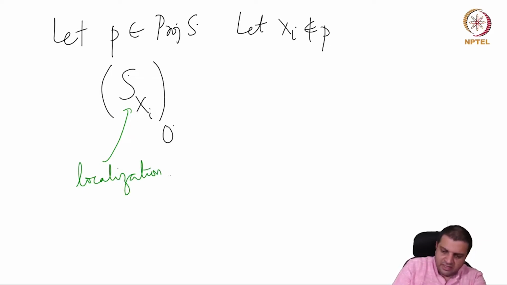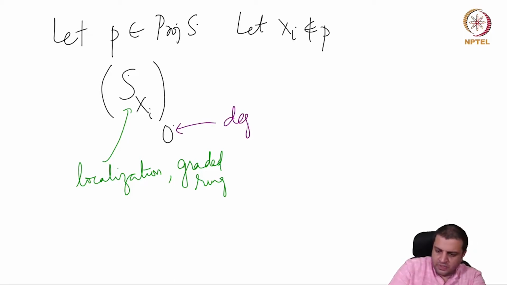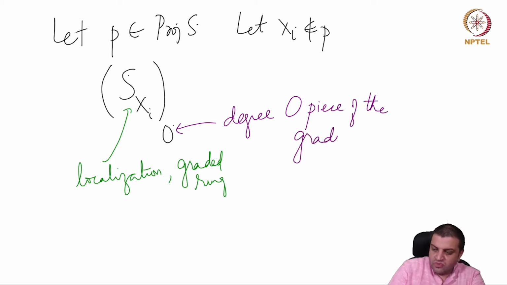Just inverting xi, it is a graded ring. And this whole thing is just taking the degree 0 piece of that graded ring. So this is the degree 0 piece of the graded ring Sxi.